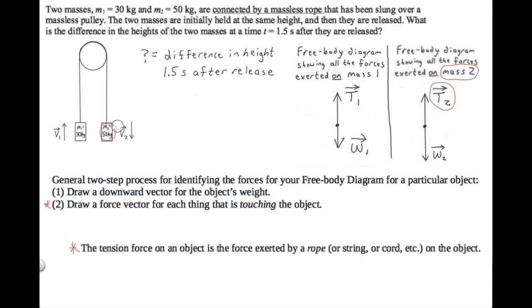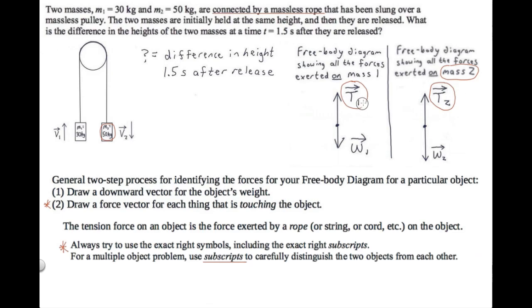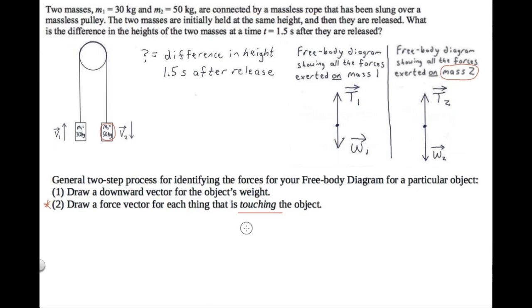Mass 2 is being touched by the rope. The rope will exert a tension force on mass 2. We use 1 and 2 subscripts to carefully distinguish the tension force exerted on mass 1 from the tension force exerted on mass 2. Are there any other forces on mass 2? Well, ask yourself, is there anything else that is touching mass 2 besides the rope? No, nothing else is touching mass 2, so there are no other forces on mass 2.